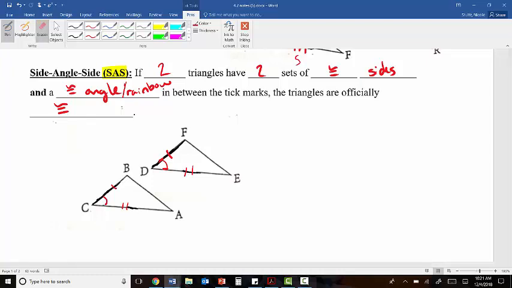If I would have put my rainbow here, well, on this side of the rainbow, you do have tick marks, but on this side, you do not. So actually what you would have here is SSA, not SAS. SSA is not a theorem, so you can't use that. It's really important to get that rainbow in the correct spot.